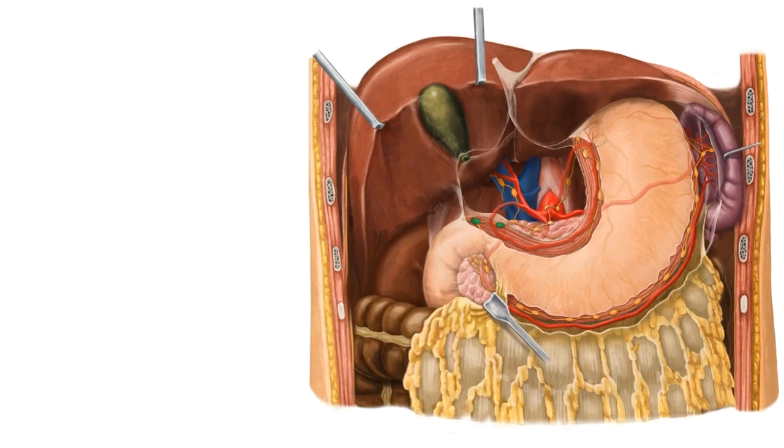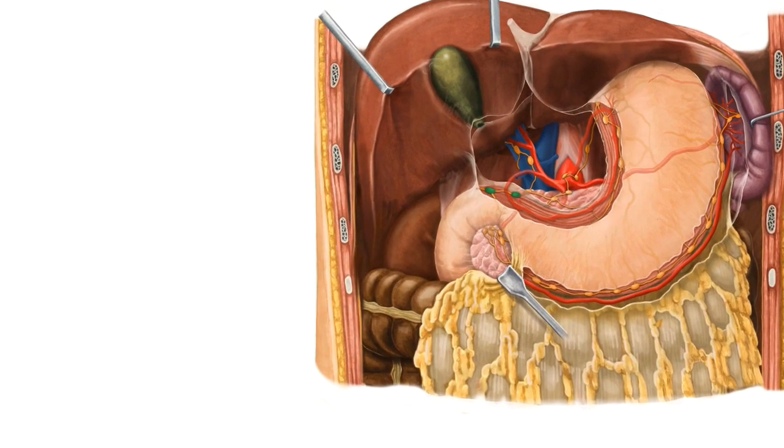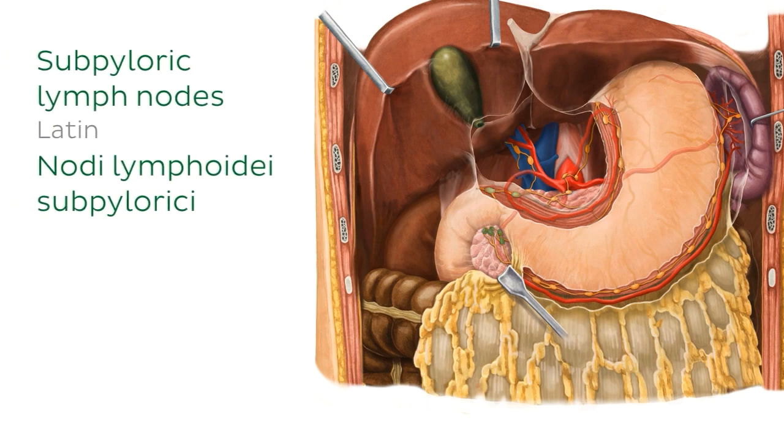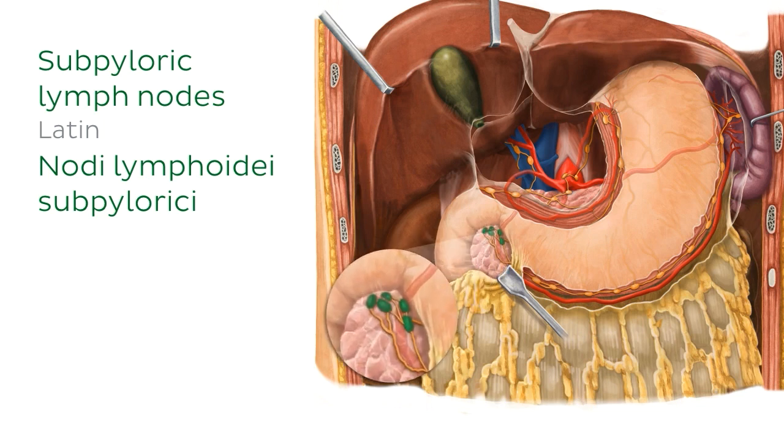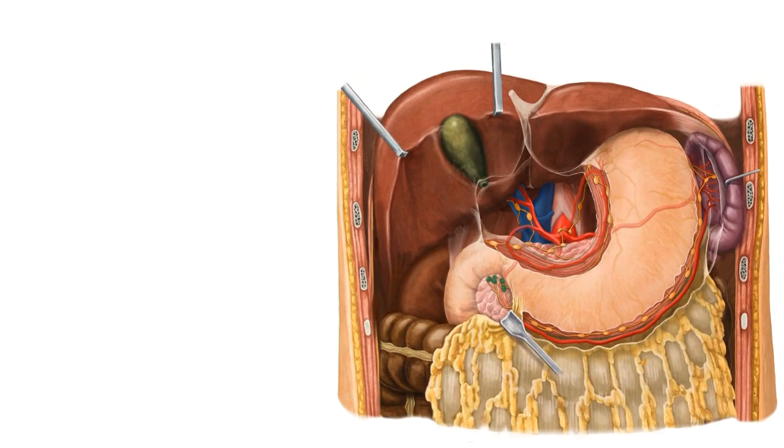There are also some lymph nodes located inferiorly to the pylorus. These nodes are unsurprisingly called the subpyloric lymph nodes. Part of the greater omentum has been retracted here, keep that in mind, so we can see these lymph nodes right here. These nodes also drain lymph from the distal stomach and beginning of the duodenum, and then into the celiac lymph nodes. The greater curvature of the stomach has two groups of lymph nodes.